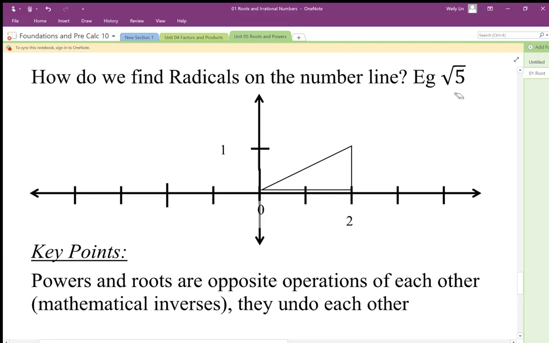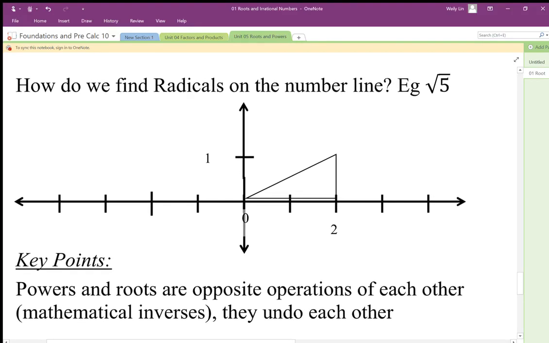When we square root or cube root and do things like that, we end up with these sometimes irrational numbers. When we don't have perfect squares, for example, square root 5, we end up with an irrational number. And this number is not a fraction, but it is a number. We want to know where these numbers are on the number line.